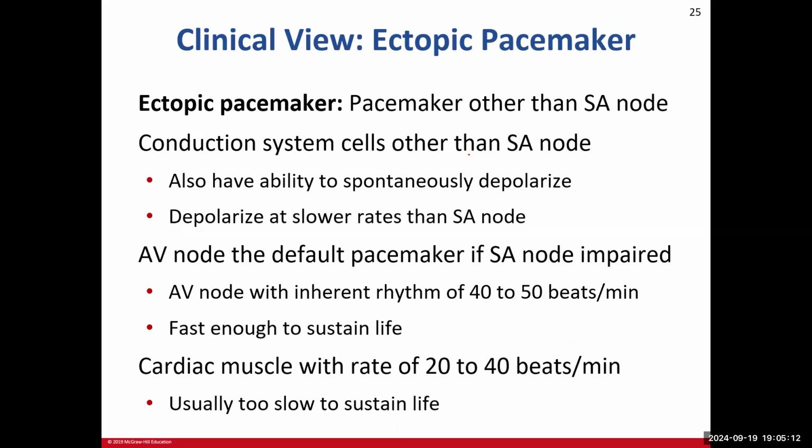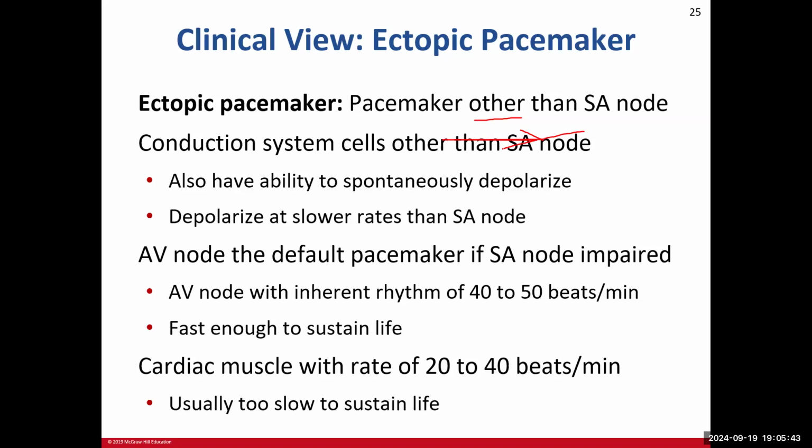First clinical view of the day, ectopic pacemaker. Has anyone ever heard of that? No. So something else is going to be the pacemaker of your heart. Okay, the SA node, in this case, will not be. So the pacemaker will be something other than the SA node. All right, so the SA node is nice because it has the ability to spontaneously depolarize. Guess what? We can also, if we take out the SA node, right, now we're going to see something, because the SA node, remember I told you, it wants to beat over 100 beats per minute. If it's left alone, that's what it will do.